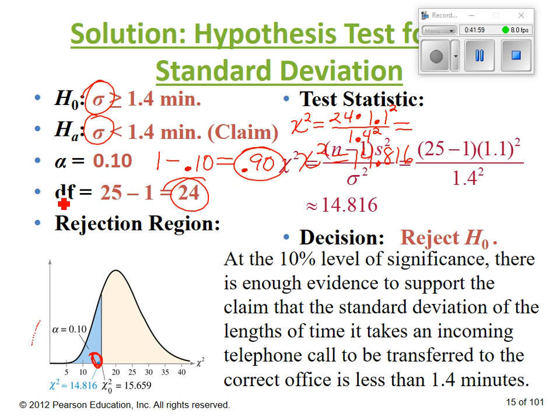Then our statement is going to be at a 10% level of significance, there's enough evidence to support, and again, you have to go back to this chart to find that, to support the claim that the standard deviation of lengths of times it takes an incoming telephone call to be transferred to the correct office is less than 1.4 minutes.